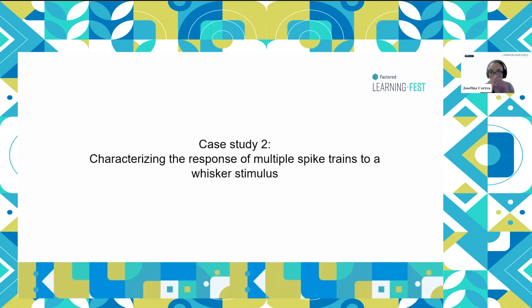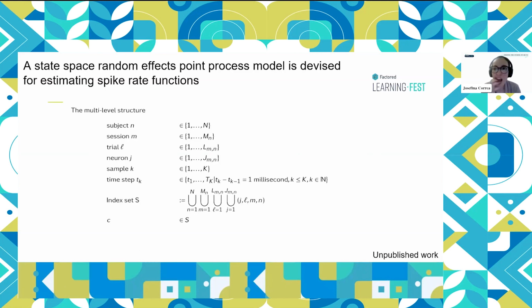Okay. Second case study is characterizing the response of multiple neurons to a whisker stimulus. So this is more neural data, and it's more relevant to what I talked about before. And here, this is unpublished work. I presented a poster on this at SfN last year, but it's still unpublished work.